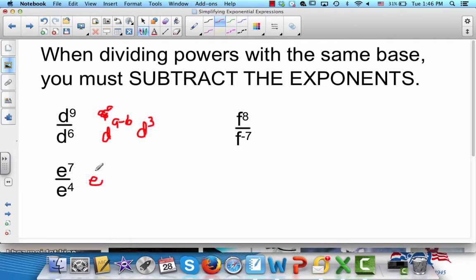That will give you e to the 7 minus 4, or just e to the 3rd. And over here we've got f. This is why it's always a good idea to write this stuff down, because here's where a lot of people make a mistake. They see the 8 and the negative 7, and they get 1 out of that. They go 8 minus 7. But it's really 8 minus a negative 7, which gives you f to the 15th. So be careful about that kind of problem, okay?